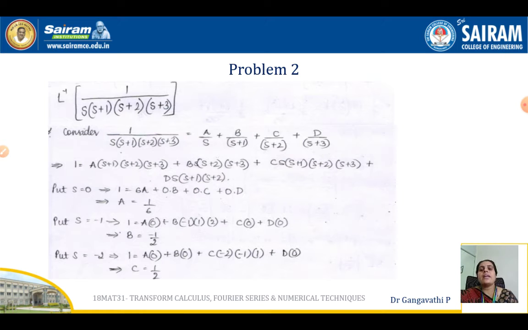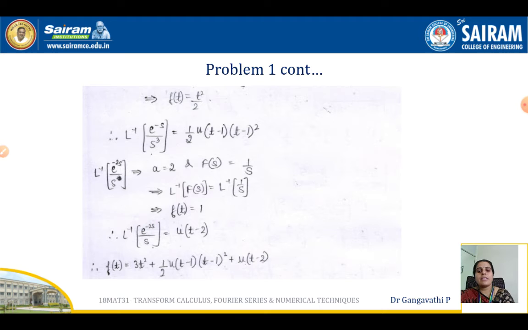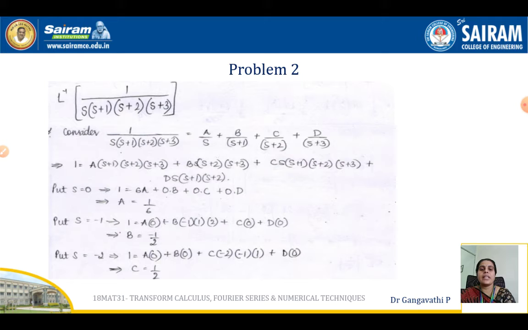The denominator product can be converted to individual terms by using partial fractions, which I have told you about in earlier sessions, and here also we use the same concept. So this term can be written as A/s + B/(s + 1) + C/(s + 2) + D/(s + 3). Now take the LCM on both sides, the denominators get cancelled, and on taking the LCM you get this expression.